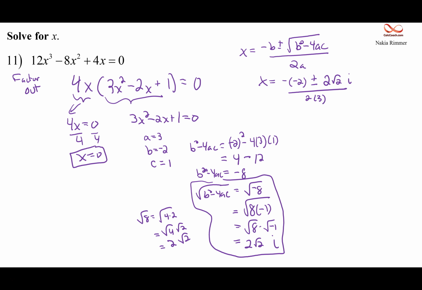And so we have 2 plus or minus 2 root 2i all over 6. Lastly, we break it into two pieces, 2 over 6 plus or minus 2 root 2 over 6 i, and then we can cancel. They share a 2 in common. Final answer, 1 over 3 plus or minus root 2 over 3 i.